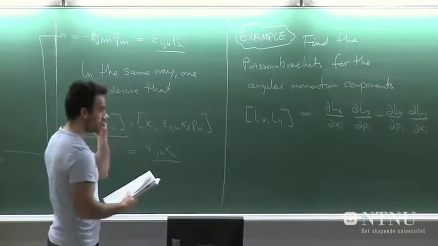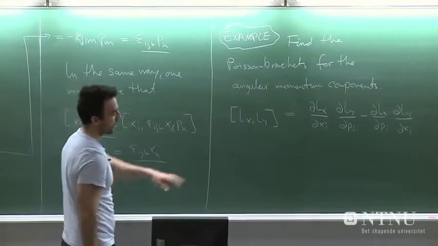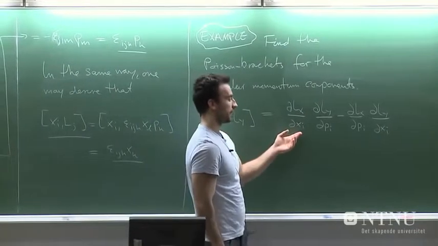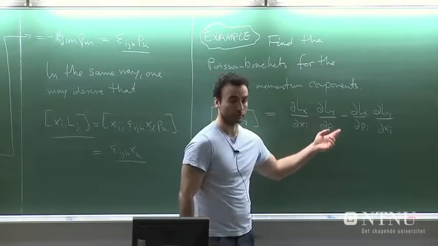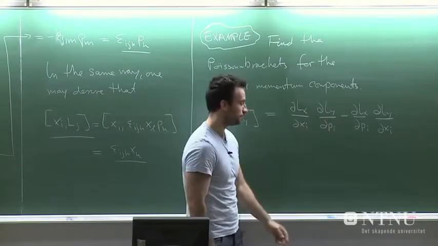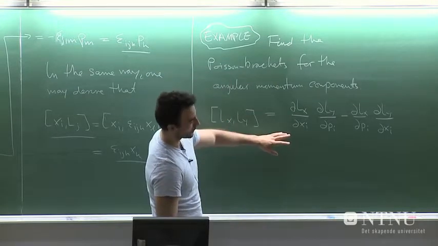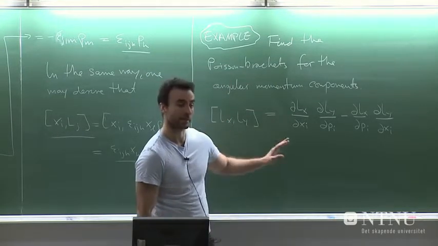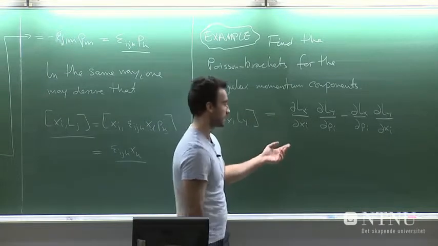So we have this. So to evaluate this expression, we have to find what all of these partial derivatives are. And note that I'm using here the implicit sum convention due to repeated indices.